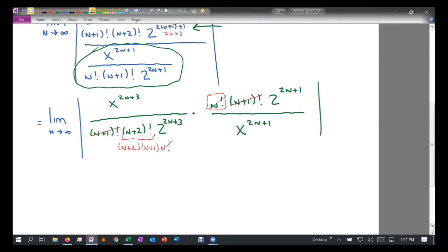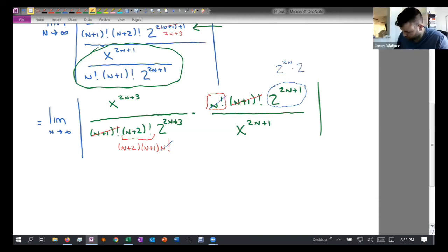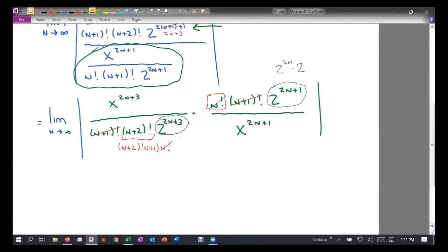Okay. How about this piece here? Couldn't I rewrite that as 2 to the 2n times 2, and rewrite this as 2 to the 2n times 2 cubed? We could do it with the x's too. This could become x to the 2n times x cubed, and this one would become x to the 2n times x.